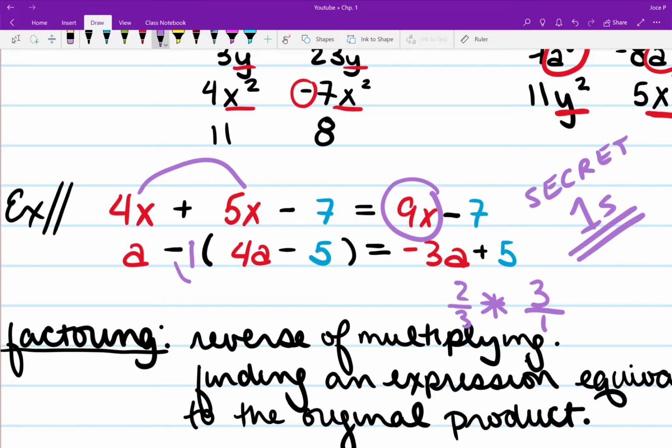We're now going to distribute the negative 1 to here and the negative 1 to here to rewrite this as, let me just change color so you guys can see that, a minus negative 1 times 4a, negative 4a. Negative 1 times negative 5 is plus 5. There are secret ones everywhere, guys. So now back to what we were talking about, like terms. We're going to combine like terms. A and negative 4a are like terms and go to negative 3a. Now we're going to keep the 5.